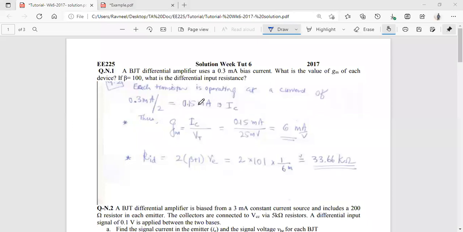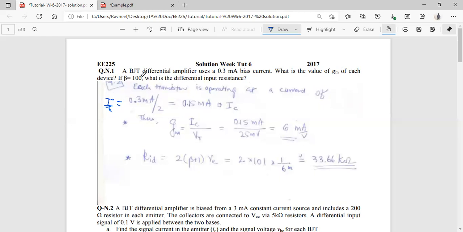When we are biasing a BJT differential amplifier, the biasing current is usually at the emitter end, isn't it? So in that case, to find our IE, we have to divide the biasing current by 2. So our IE would be 0.3 milliamp divided by 2, that is equal to 0.15 milliamps, right? And this is my IE.